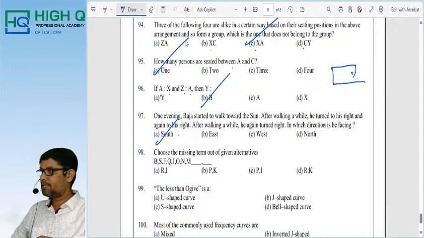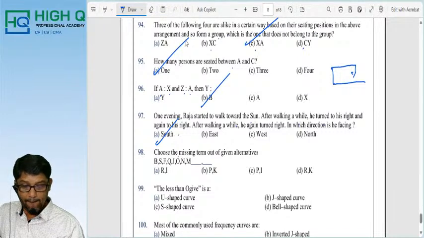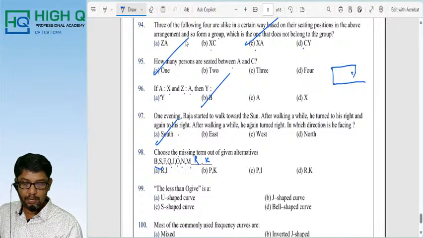He is facing south direction. Now, choose the missing sequence. R, B, C, D, E, F. Alternate sequence we should take: G, H, I, J, K, L, M, N, O, P, Q, R.